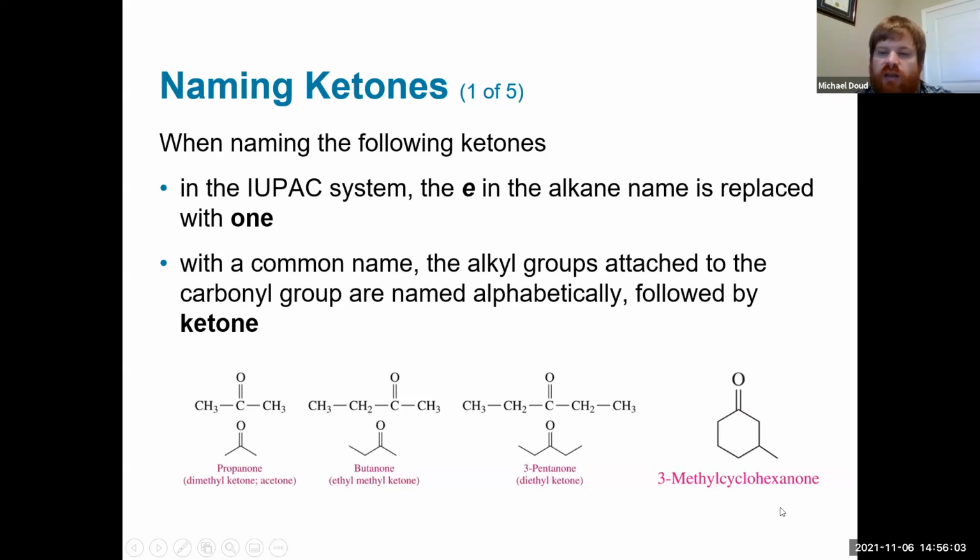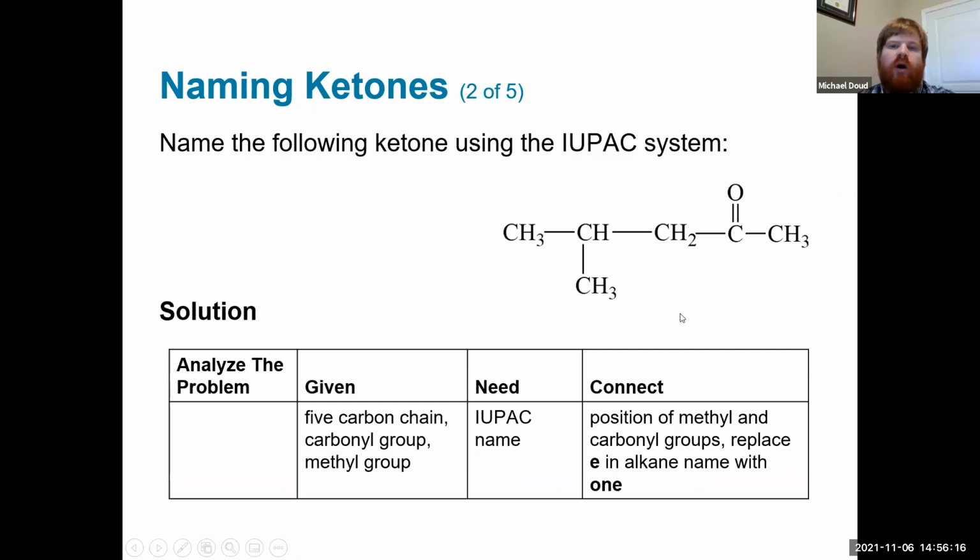Another point here is you can have a ketone on a ring. For example, this is cyclohexanone, which is cyclohexane with a ketone group on it. And then of course, in that case, you're going to number from the ketone that's on the ring as number one. Okay, let's go ahead and give it a shot.